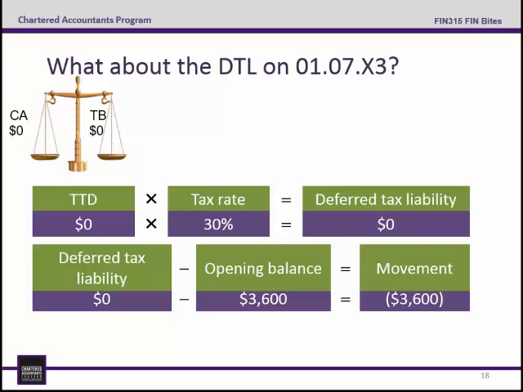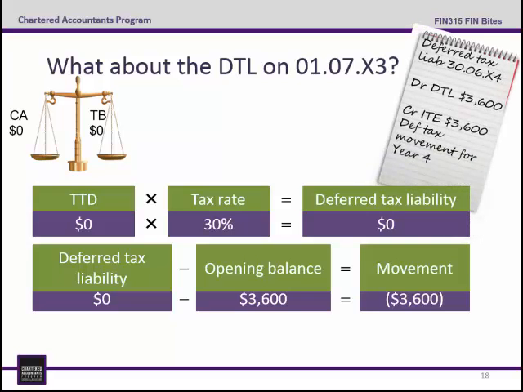Now in practice, this entry will be recorded at 30 June X4, as our tax effect entries are recorded at year end. But I'm showing you this journal entry here so you can understand the reversal in the temporary difference that's taking place. So a debit to deferred tax liability, $3,600, and a credit to income tax expense. And that brings my deferred tax liability balance back to zero.